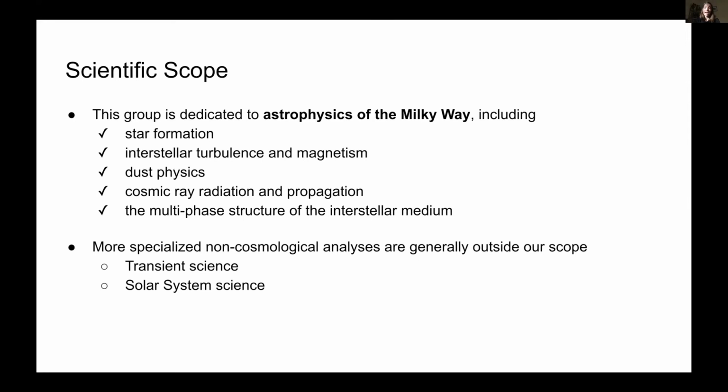And there are lots of things that you can do with CMB experiments that aren't cosmology, but also aren't necessarily directly within our purview. And so we usually consider more specialized analyses like transient science and solar system science to be outside the scope of this particular group, although of course very interesting in their own right.